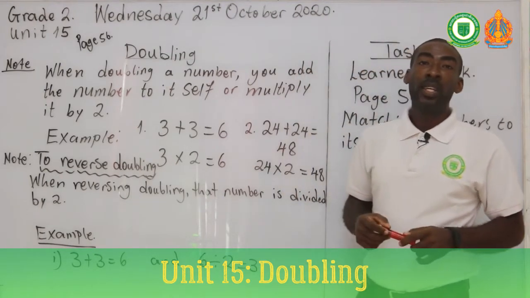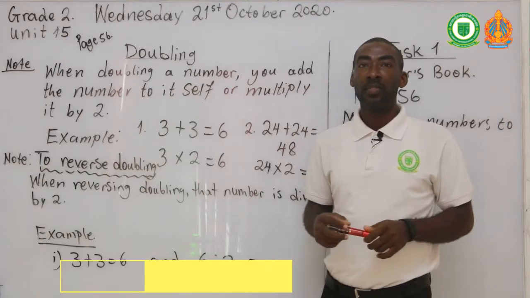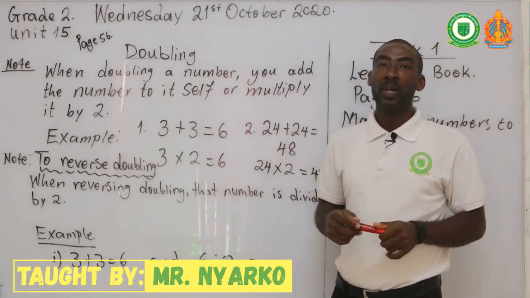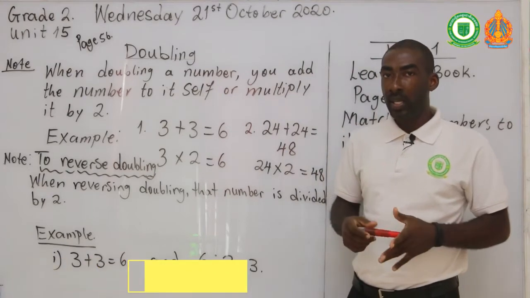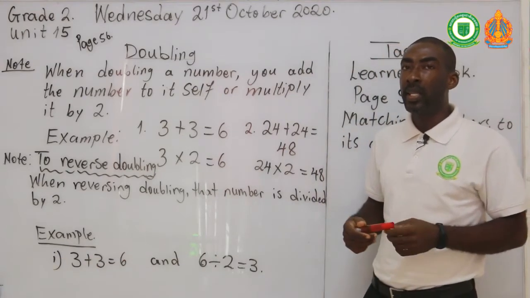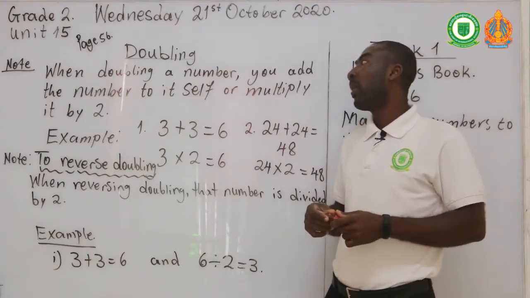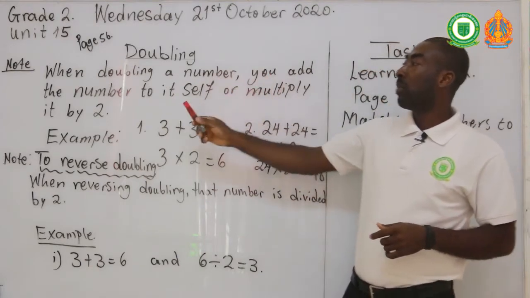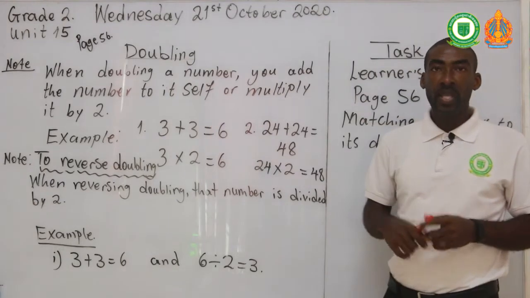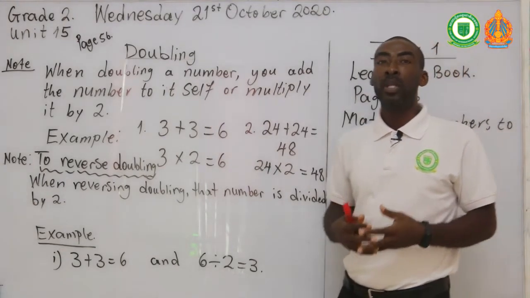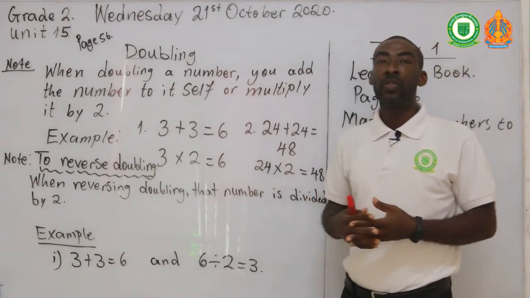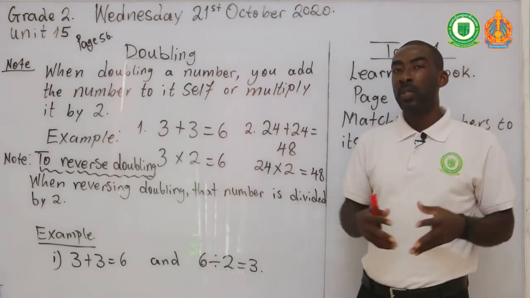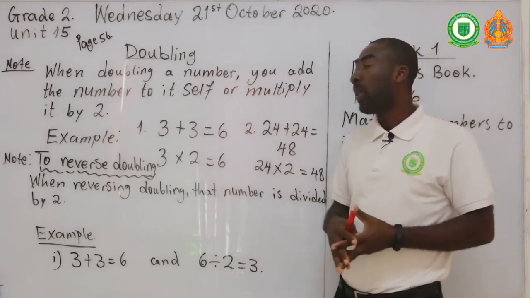Our topic today is doubling, and it comes from the word double. So we have to understand the meaning of doubling and how it's applied in our maths lessons. When doubling a number, you add the number to itself. That means when you want to double 3, you have to add another 3. So 3 and 3, it means you are doubling it.